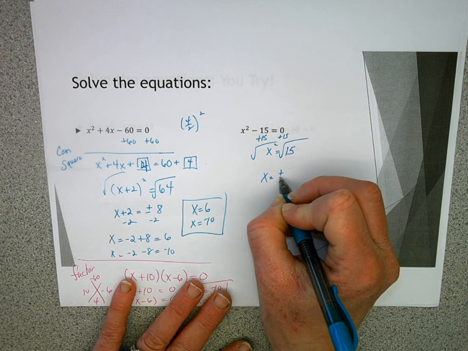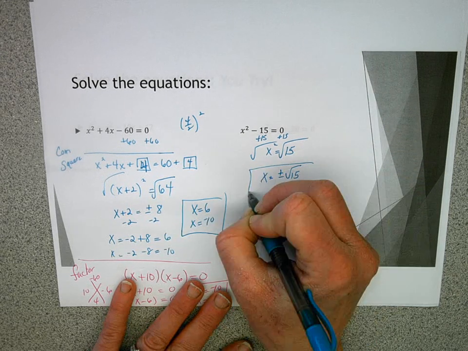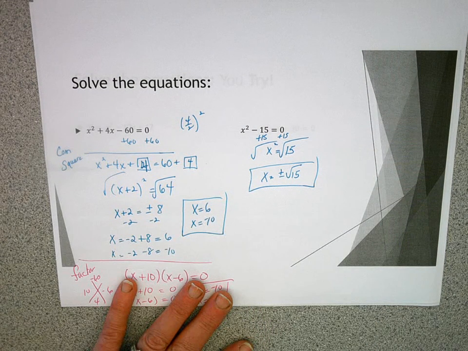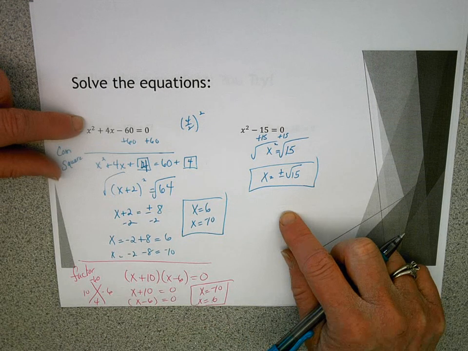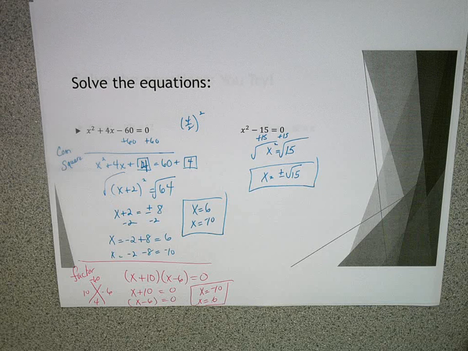Can't reduce radical 15. That's my whole answer. Pretty easy. So don't make things more difficult. If you can see it's very easy to factor, or you can see that it doesn't have a B term and I can solve it pretty well, then do it that way. Okay, when you're done with that, turn the page.